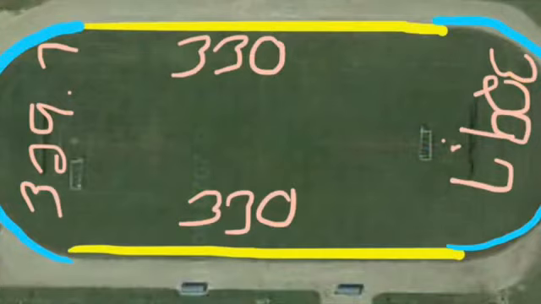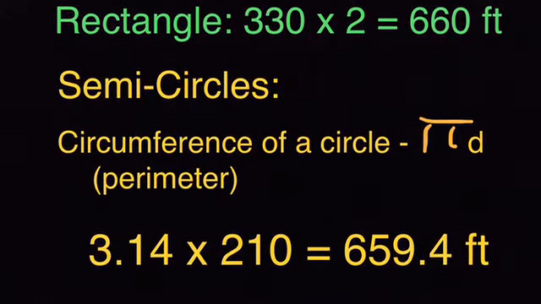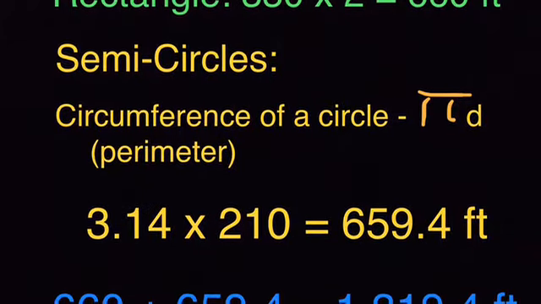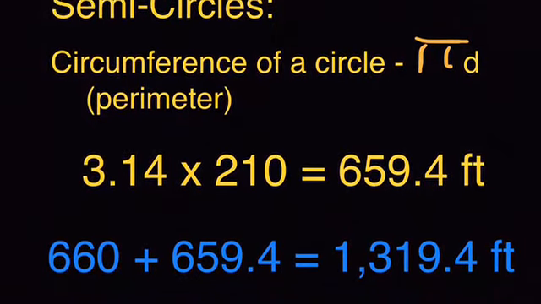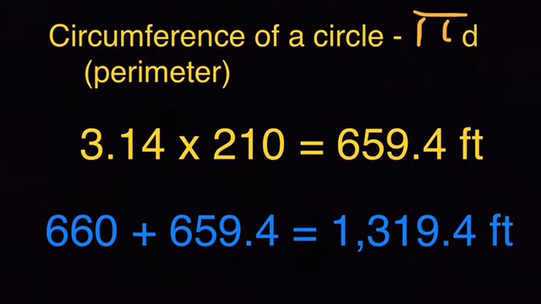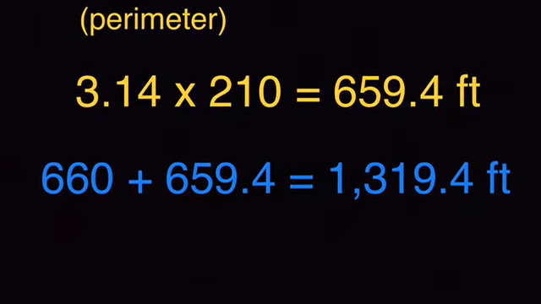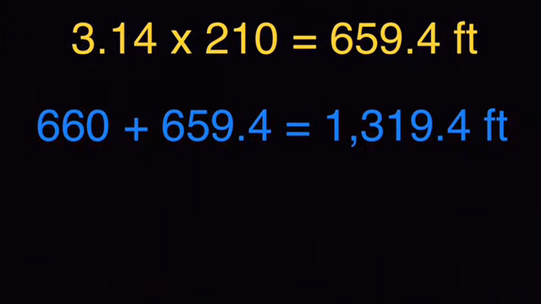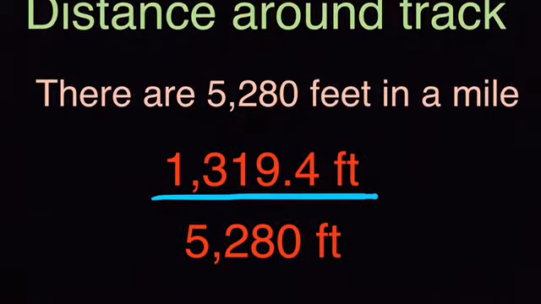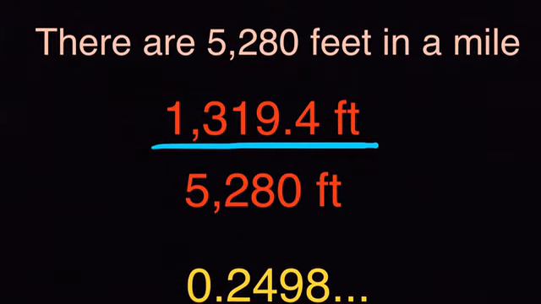This would be our final measurements for the distance or perimeter around the inner part of the track. Determine that it's 660 feet just for the perimeter of the rectangle portion. We then determine that it's 659.4 feet for the 2 semicircles put together. This results in a total perimeter or distance around the track of 1,319.4 feet. So we know that there are 1,319.4 feet around the perimeter of the track.